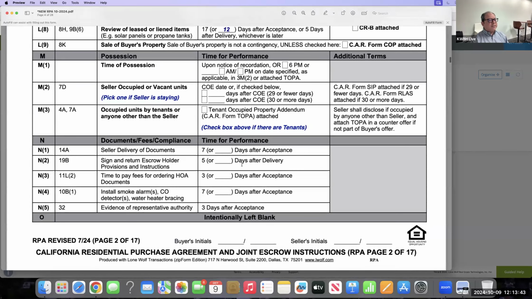Let's keep going. The seller has 7 days to give disclosures. The buyer and the seller both have 5 days to return escrow documents to escrow. So what's going to happen is, we're going to get an accepted offer. We're going to send the accepted offer to escrow. The buyer's agent, you, are going to send escrow your buyer's contact information. The listing agent is going to send escrow their seller's contact information.